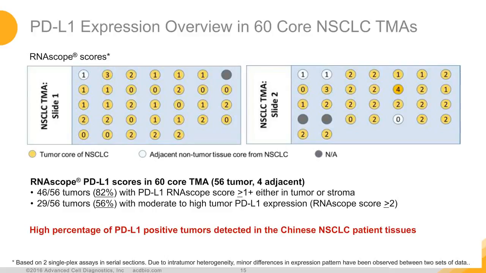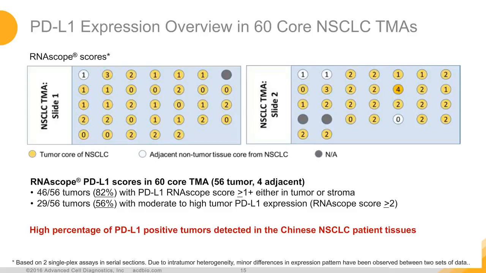Among the 56 tumor tissues, 82% were found to be PD-L1 positive, with scores of 1 or higher consistently for 2 independent experiments. 56% of the tumors showed medium to high levels of tumor PD-L1 expression, with scores of 2 or higher, which was also tested in 2 independent experiments.